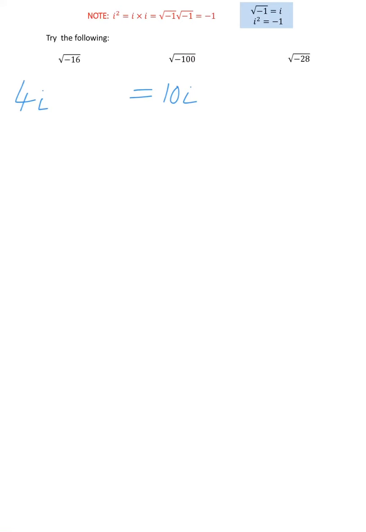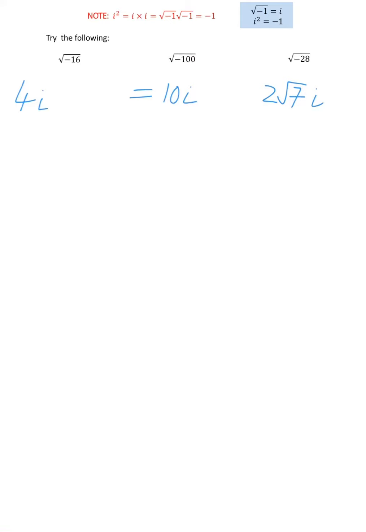Now, square root of 28, I don't know that. So using my calculator, I'm going to do square root of 28. And that is 2 root 7. And then there's a minus there as well in the square root. So it'll be 2 root 7 i.